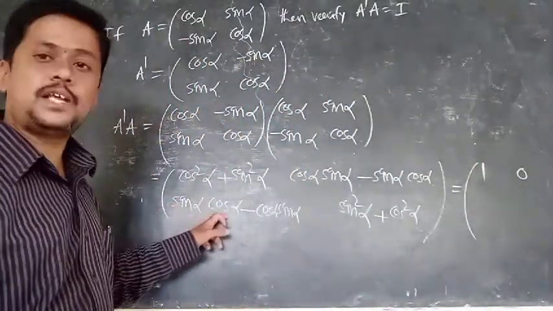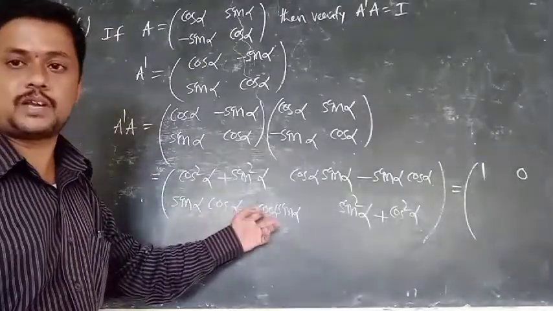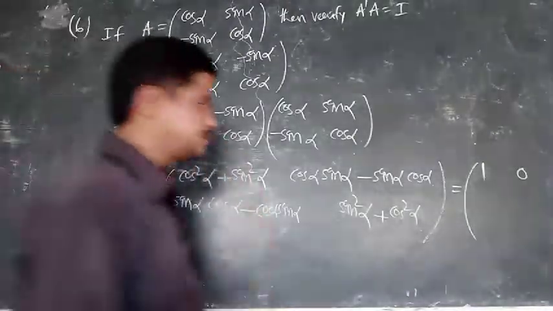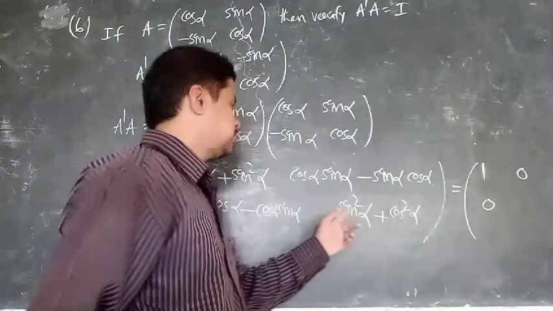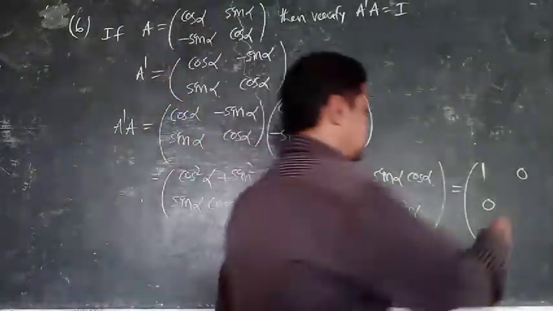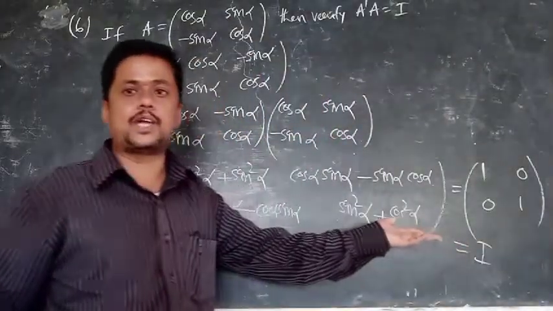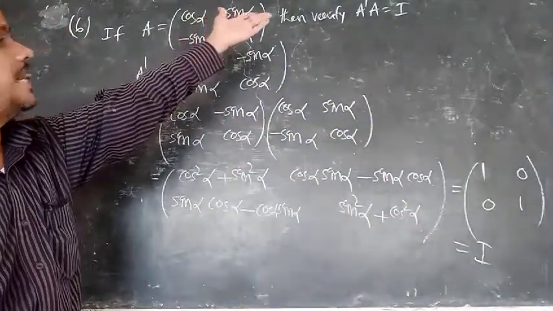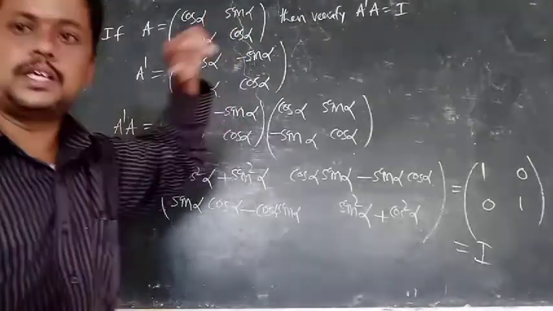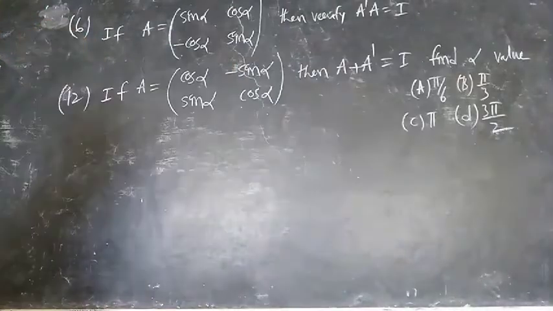And in the other position, sin alpha cos alpha and minus sin alpha cos alpha are the same, so both cancel, 0. And sin square alpha plus cos square alpha again gives 1. So this is nothing but the identity matrix. Already seen, A dash A is equal to I. So this is very easy.